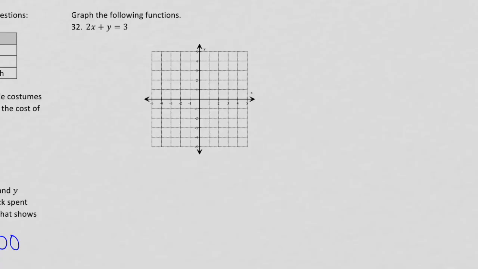All right, let's move on to 32. It says graph the following functions. For 32, 2x plus y equals 3. So they want us to graph it. Now, this one is not ready for graphing.